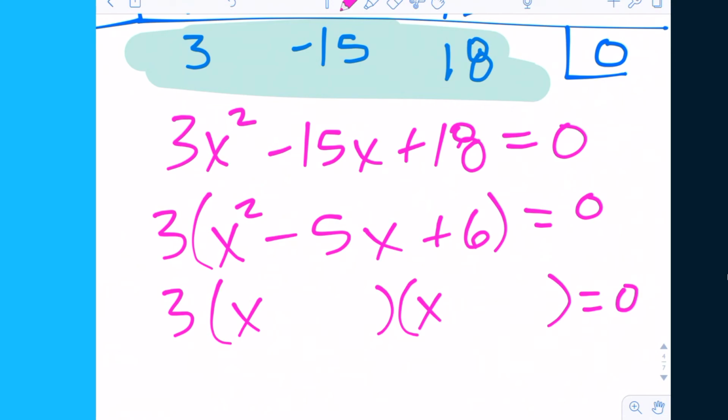What you got here? Minus 3, minus 2. Good. Or minus 2, minus 3. Commutative property. Either way.